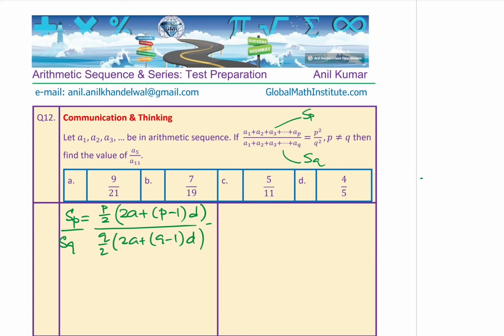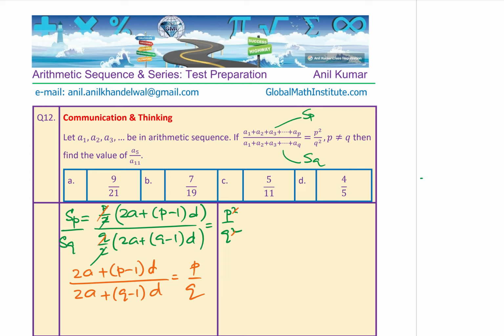And this ratio is basically equal to what? p square over q square, right? Okay. So you can see that this 2 cancels with that 2, and this p over q cancels with one of the powers. So what we basically have here is that (2a plus p minus 1 times d) over (2a plus q minus 1 times d) is equal to p over q. So we get that relation simplified, correct?